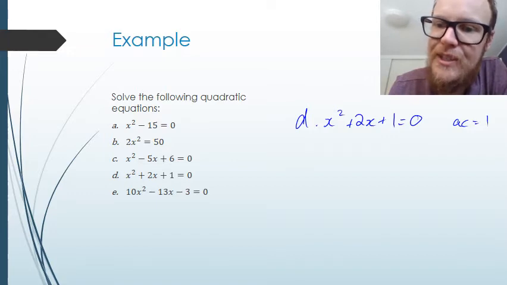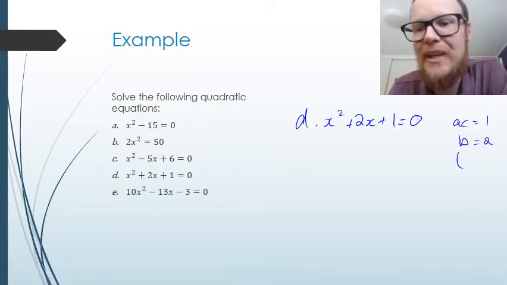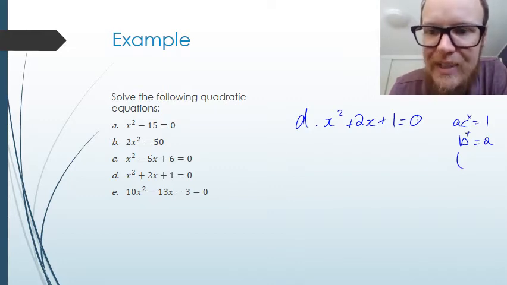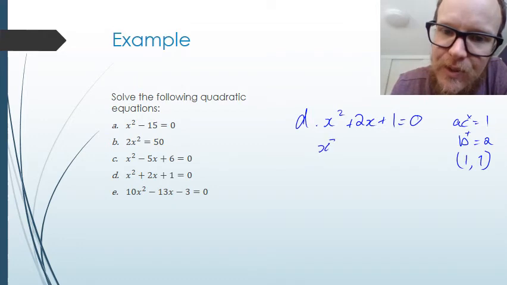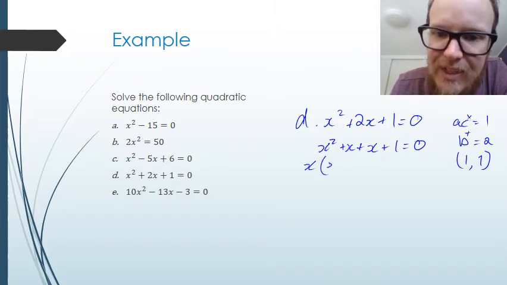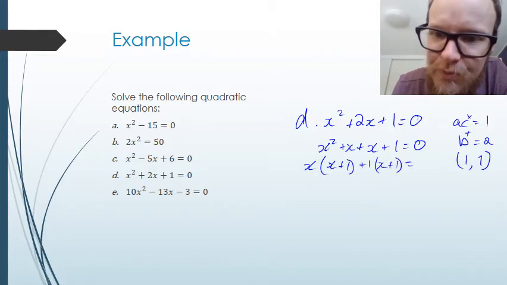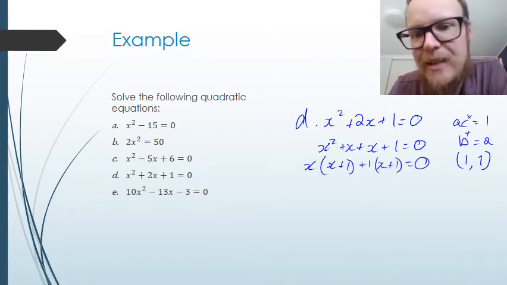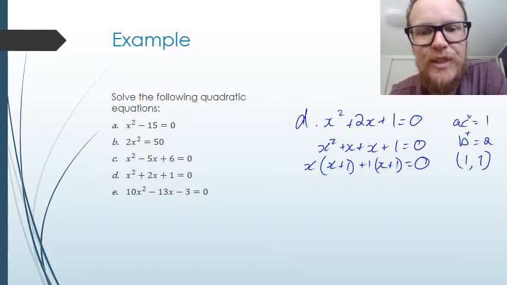So AC is 1 and B is 2. The two numbers that multiply to give 1 and add to give 2 are 1 and 1. That is super easy. So I get x squared plus x plus x plus 1 equals 0. Common factor x, take that outside, x plus 1 left over, plus, oh, it's only 1 times x plus 1. There we go, 0 equals 0. So you can see where this has come from.